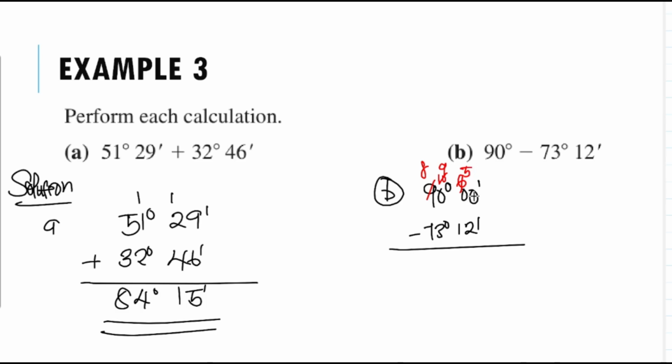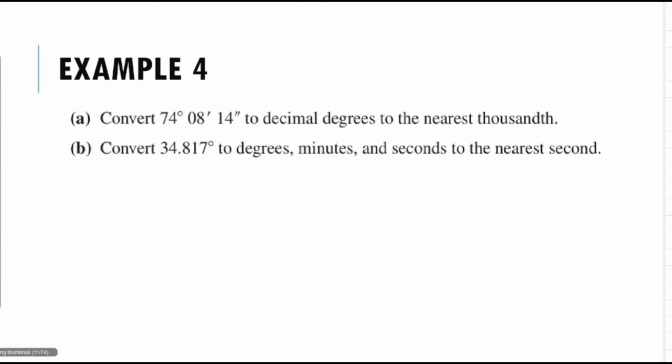Bring it here, you have 10. 10 minus 2, that will be 8. 5 minus 1, that will be 4. 48. Here we have 9 left. 9 minus 3, that will be 6 degree, and 8 minus 7, that will be 1. So the answer, guys, 16 degree 48 minutes. So this is how you can perform all this kind of calculation.